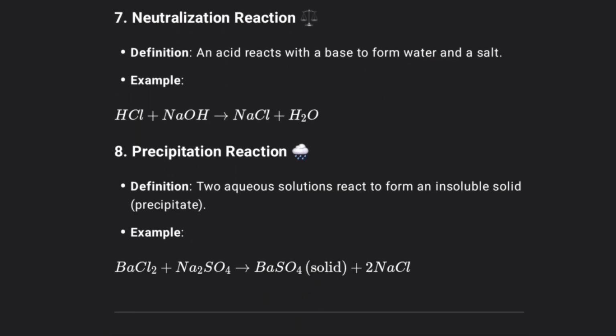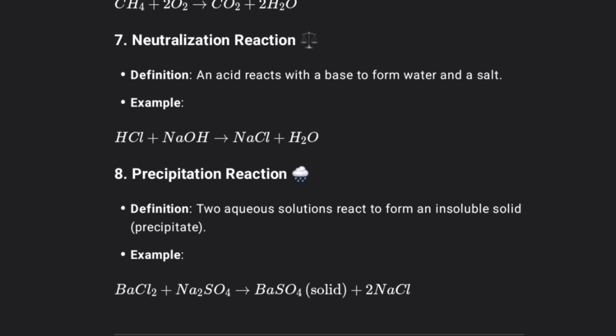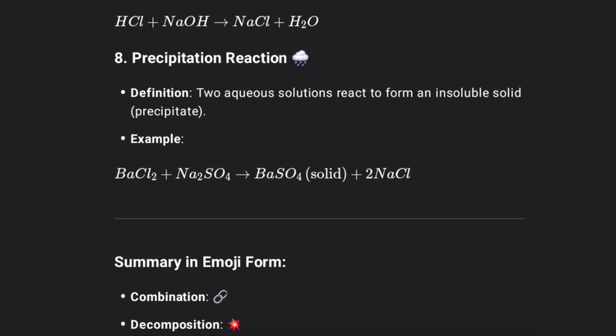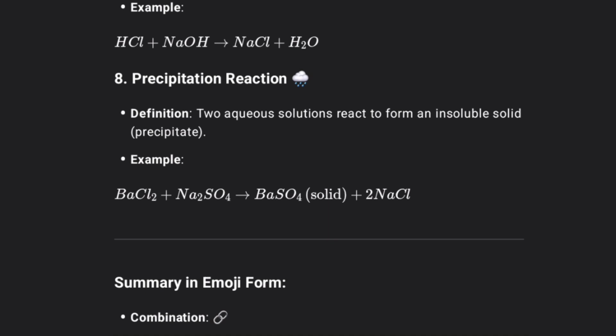7. Neutralization reaction. Definition: an acid reacts with a base to form water and a salt. Example: HCl plus NaOH gives NaCl plus H2O. Explanation: hydrochloric acid reacts with sodium hydroxide to form sodium chloride and water. 8. Precipitation reaction. Definition: two aqueous solutions react to form an insoluble solid, a precipitate. Example: BaCl2 plus Na2SO4 gives BaSO4 solid plus 2NaCl. Barium chloride reacts with sodium sulfate to form a solid barium sulfate precipitate.